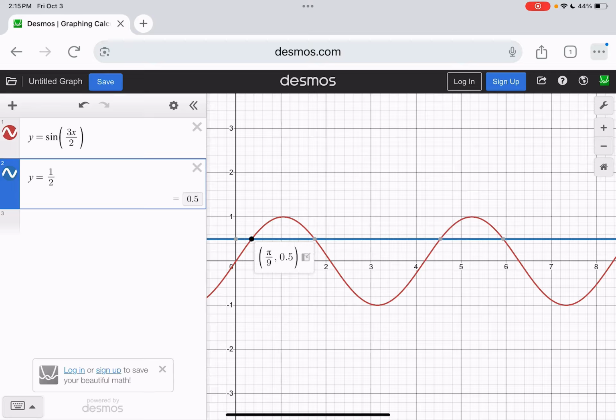I've got one right here, which happens at pi over 9. A second one right here, 5 pi over 9. A third, and a fourth. So those are exactly the 4 solutions that we found analytically.